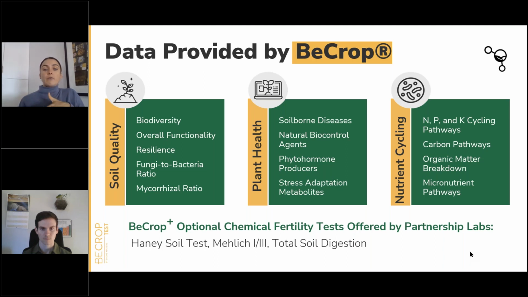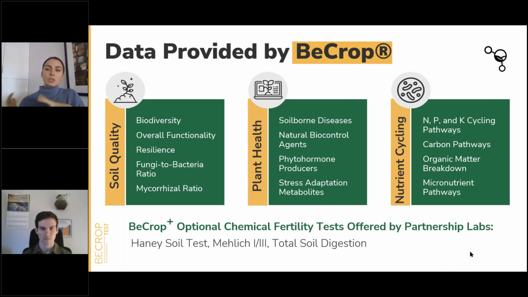What do you have to promote disease resilience? We're also looking at phytohormone producers, so your auxin, cytokinin, gibberellin, and then other stress adaptive metabolites like exopolysaccharides and siderophore. We're looking at the potential to promote plant health on multiple levels.